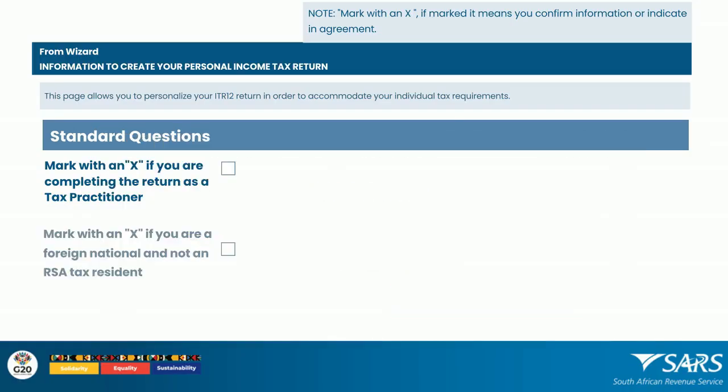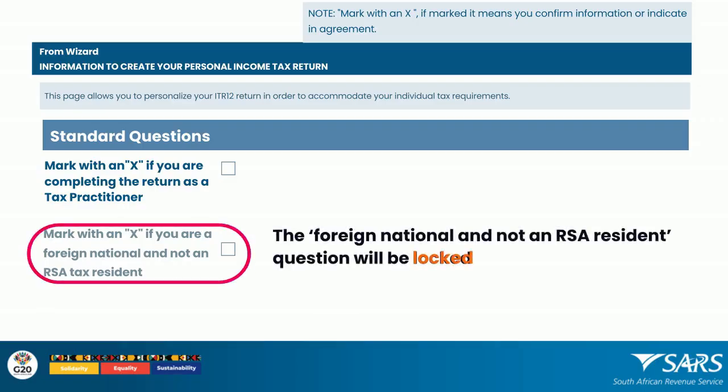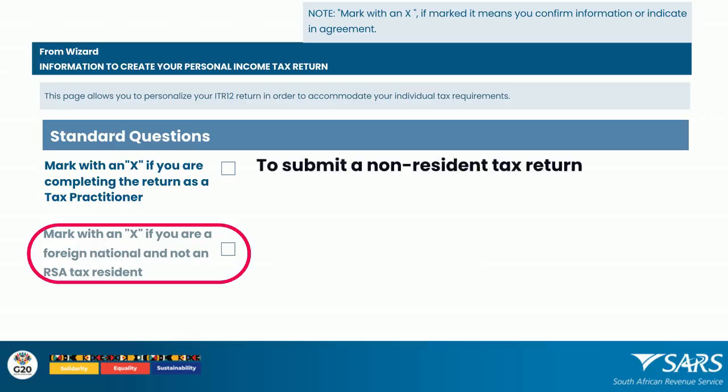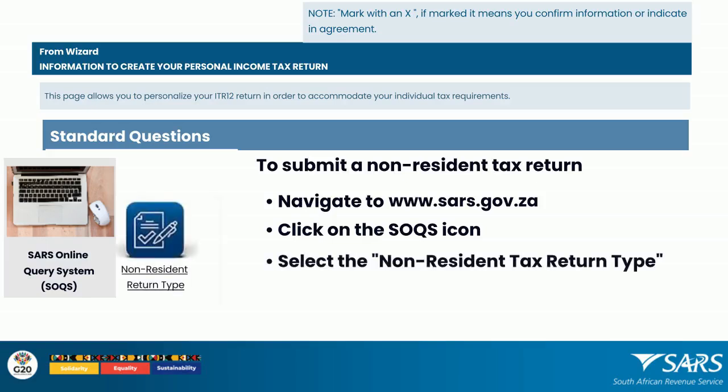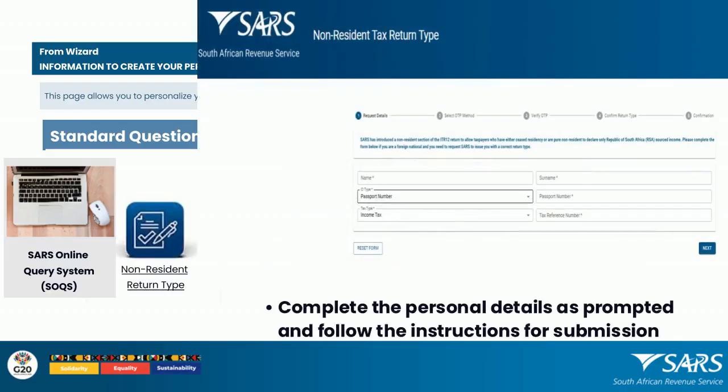The next question, which will be locked, asks you to mark with an X if you are a foreign national and not an RSA tax resident. This means if you need to mark this section, you need to submit a non-resident tax return. Navigate to the South African Revenue Service website. Click on the SARS online query system icon and select the non-resident tax return type. Complete the personal details as prompted and follow the instructions for submission.